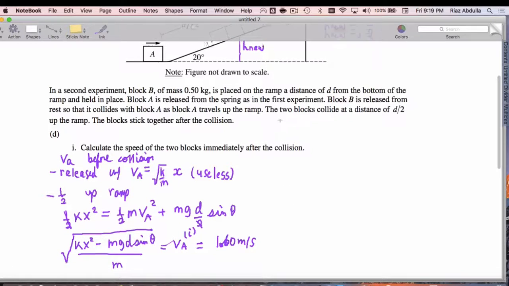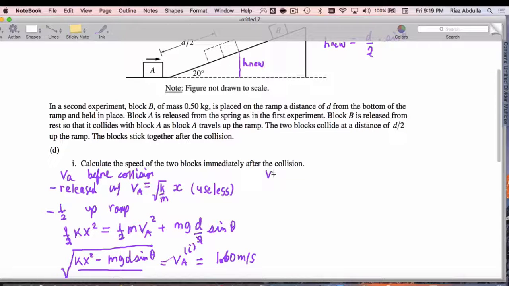Now, block B, let's get V of block B before the collision. What's going to happen there is it's going to fall. So it has mg d over 2 sine theta as the amount that it falls as far as its height goes, and that gets converted to 1/2 mvb squared. All right, so that means VB equals the square root of g times d times the sine of theta.